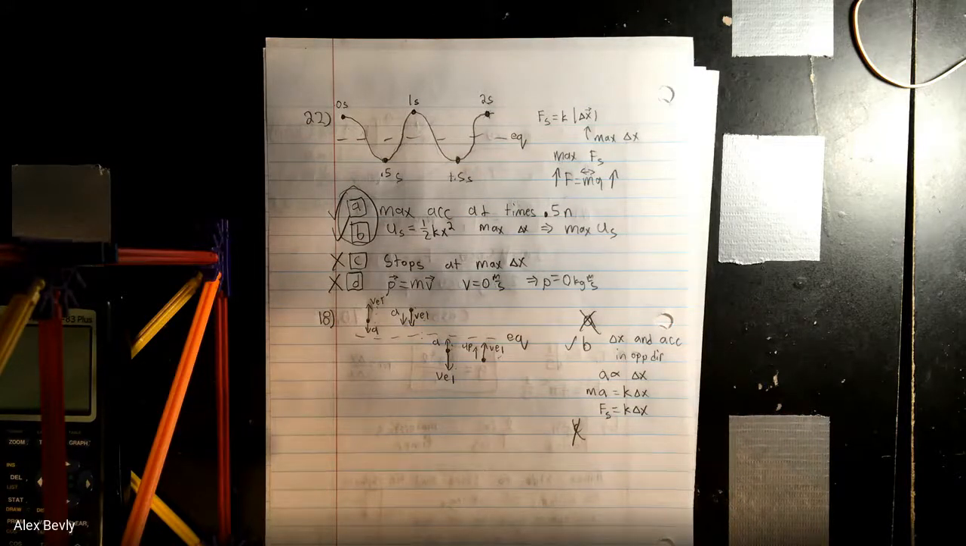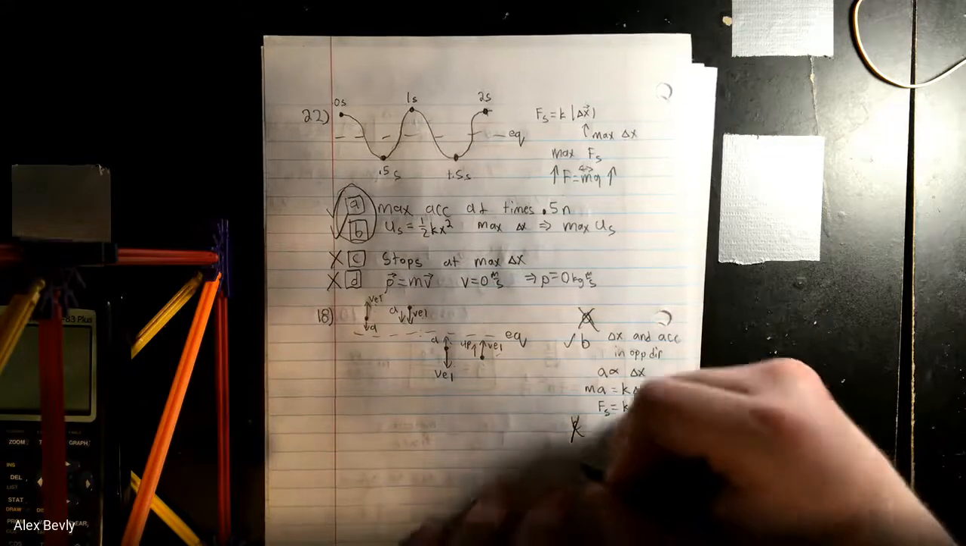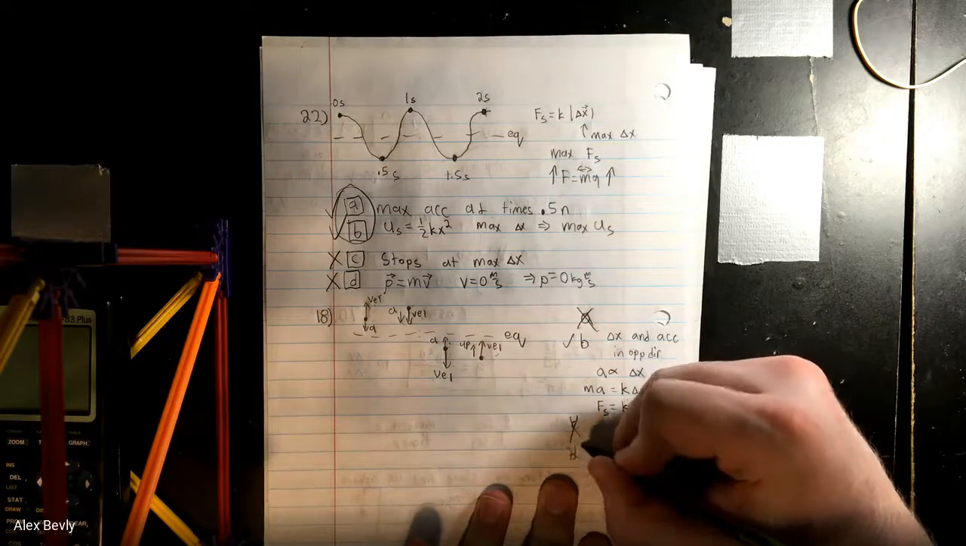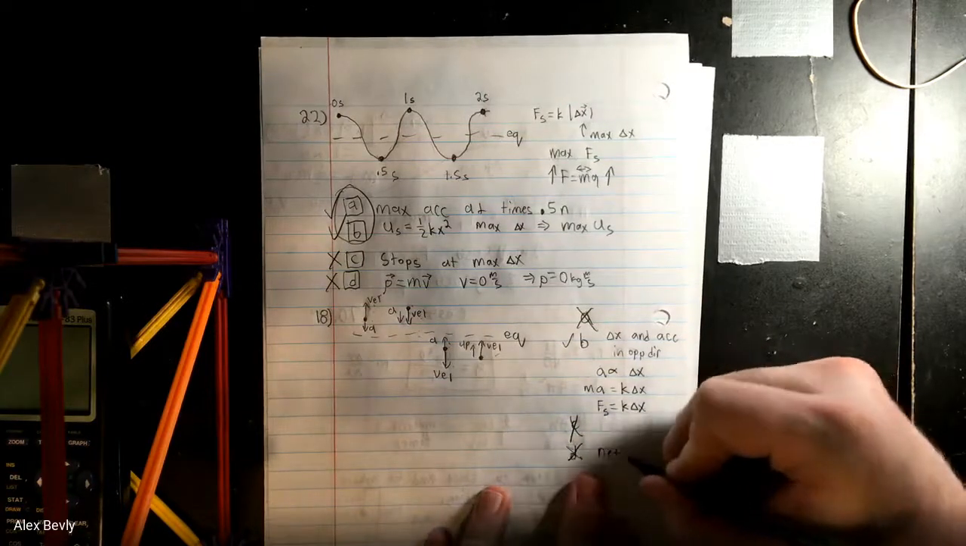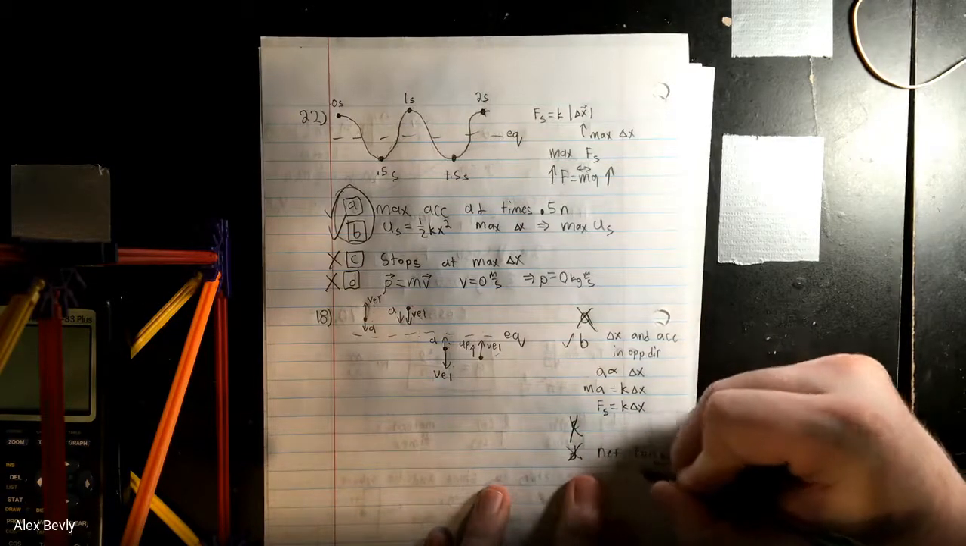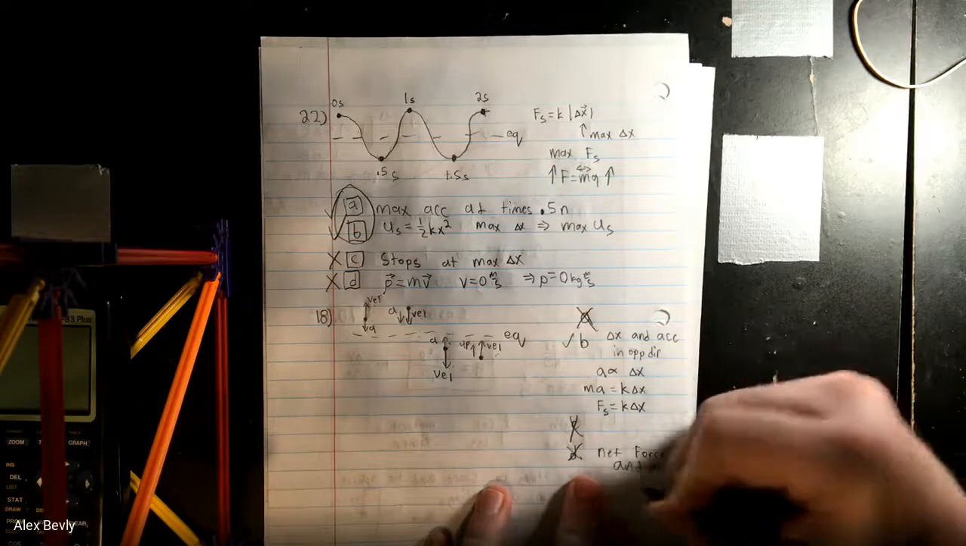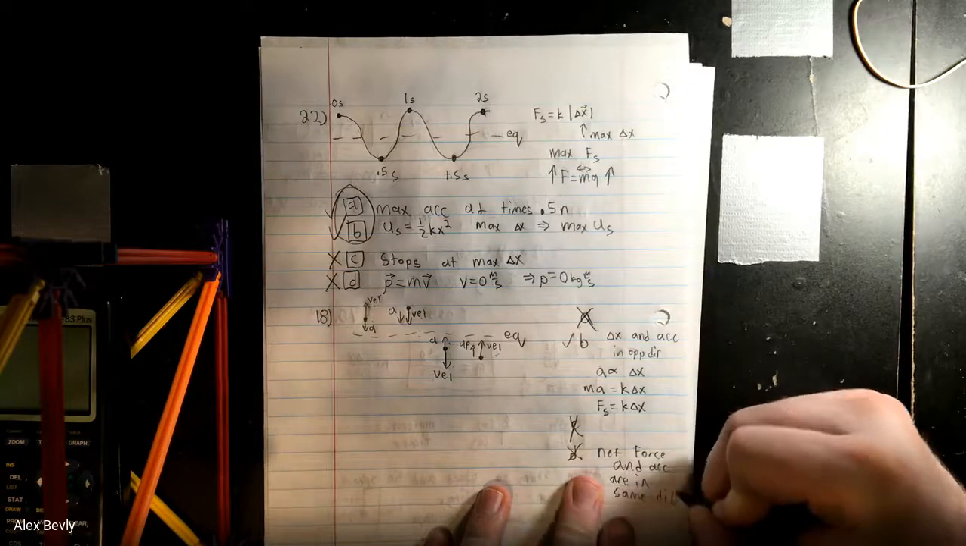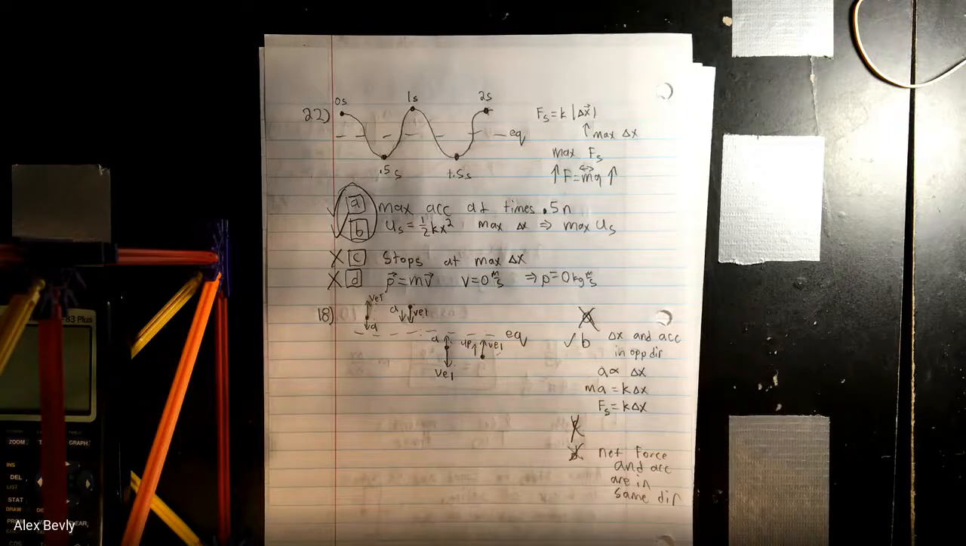And then D, the net force is in the opposite direction of the block's acceleration. Can the net force be in the opposite direction to acceleration? Yeah, the net force and acceleration are in the same direction. Net force equals mass times acceleration. Mass is a scalar, so whatever direction net force is, acceleration is in the same direction.